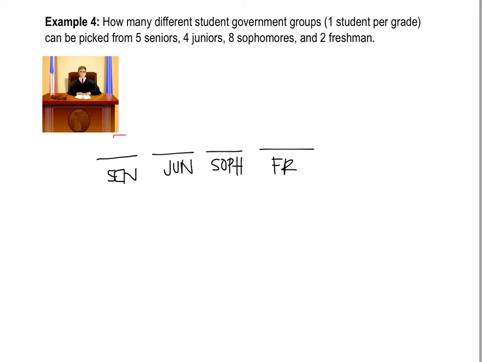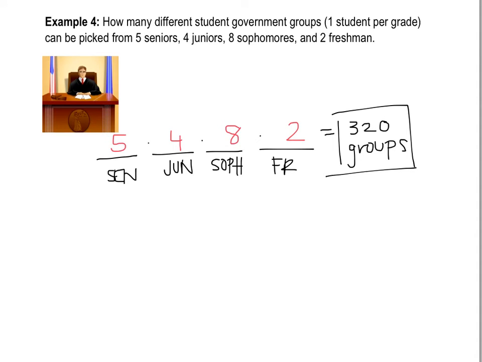So there's 5 seniors to choose from. There's 4 juniors to choose from, 8 sophomores, and 2 freshmen. Fundamental counting principle tells us we can just multiply those together for the total number of possibilities. There would be 320 different student government groups that could be generated.